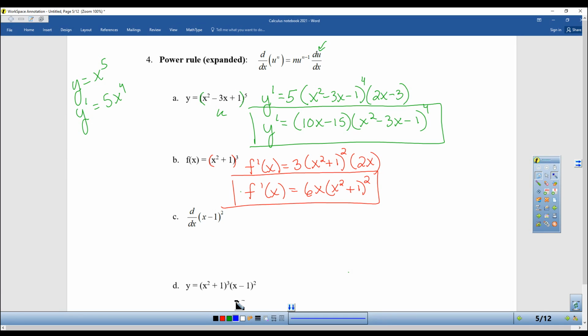Next one. Now notice I'm jumping straight to the equal sign. I don't need to write y prime or f prime. This notation means the derivative of x minus 1, the quantity squared. So I'm going to write 2 times x minus 1 to the first times the derivative of the inside, which is just 1. So this becomes 2x minus 2.